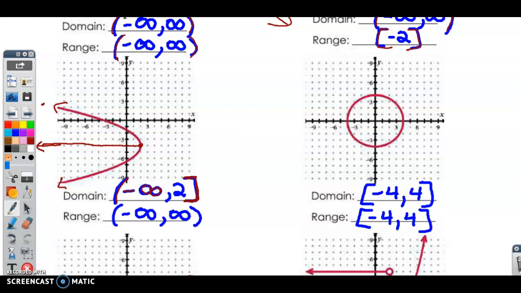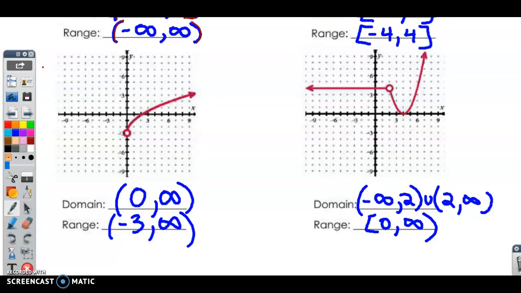And the range, this graph goes on forever. We could pick any x value and we'd find a higher y value or a lower y value. So the range is negative infinity to positive infinity. Now you have a circle. The domain and range are very specific: from negative 4, including negative 4, up to positive 4. There's your domain, and here's your range.